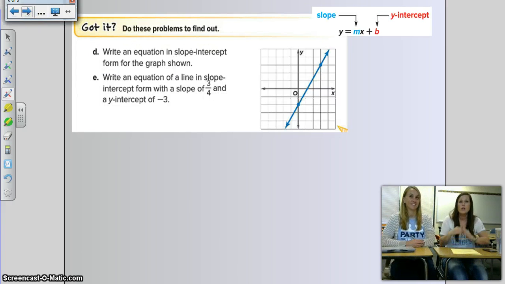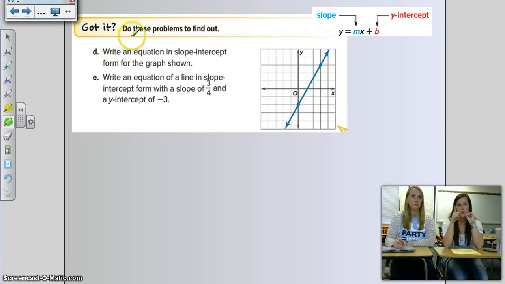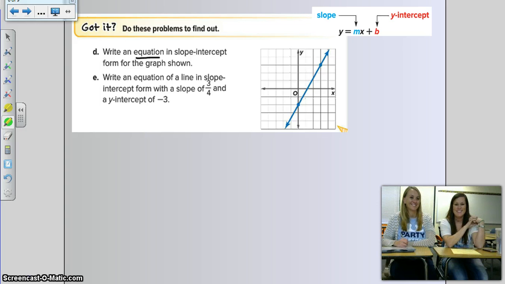Okay, so here's what you're going to do. You're going to write an equation for this graph in slope-intercept form. So an equation means slope-intercept form, for the graph that's shown. Then number E is just write an equation with the information given in the problem. So you're going to go ahead and pause and do this now.